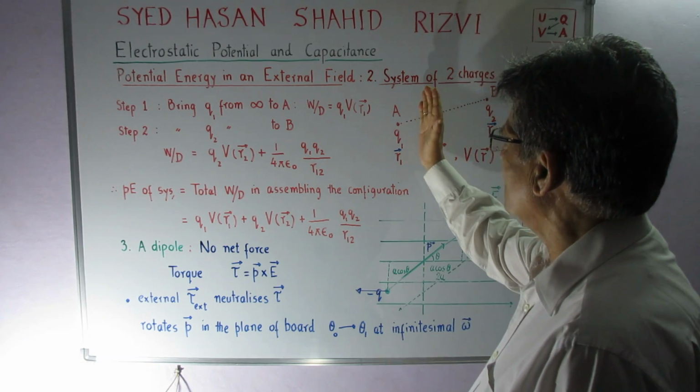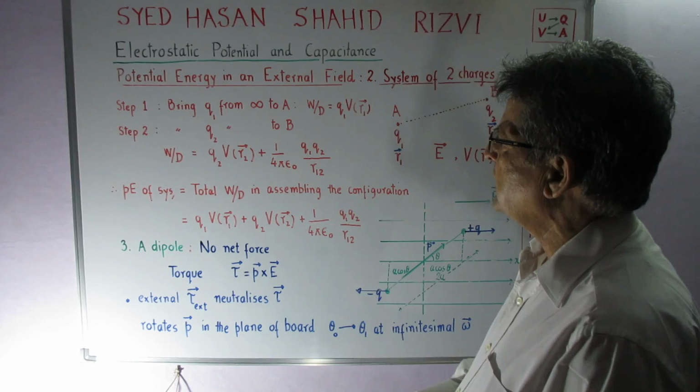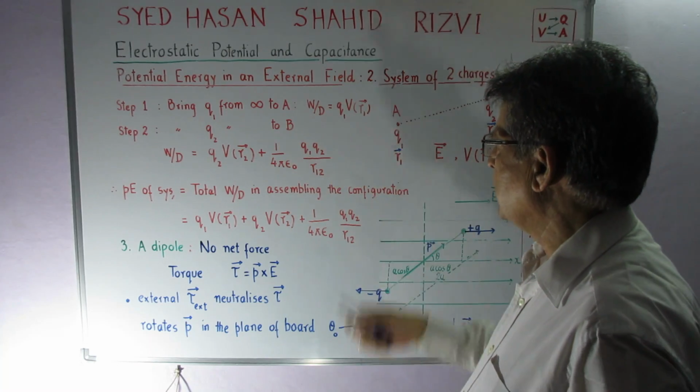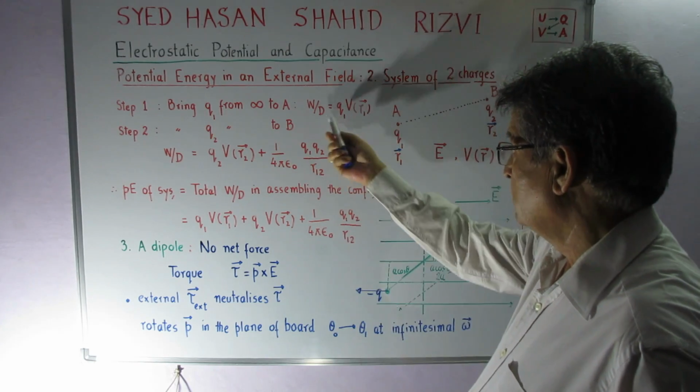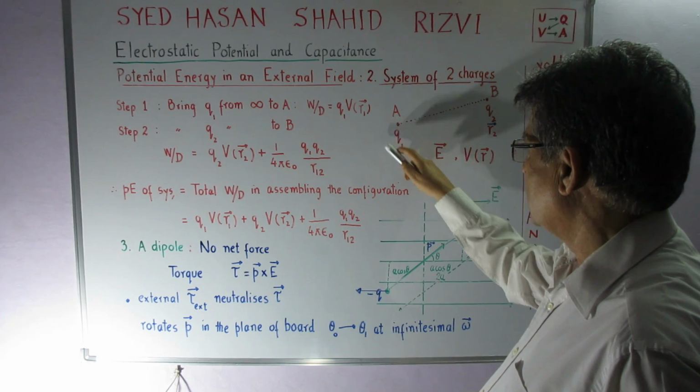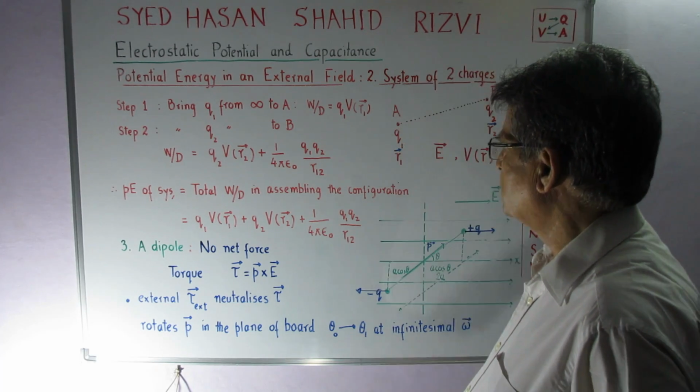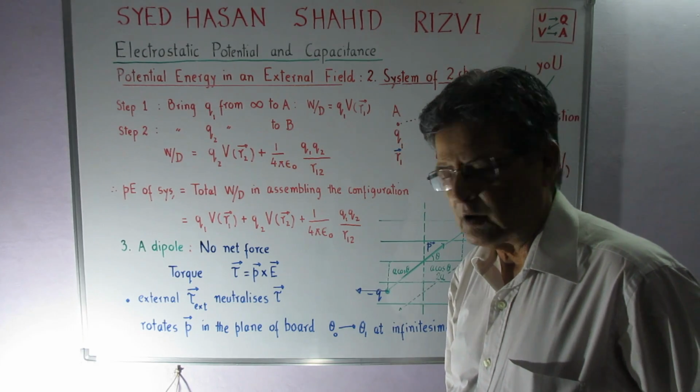Let's have only Q1 and try to bring it from infinity to this point A. So the work done will be equal to how much? The value of the charge multiplied by the potential at this point R1.